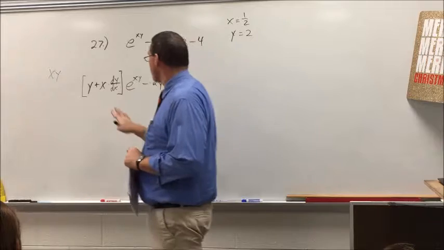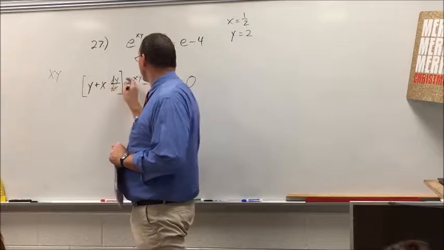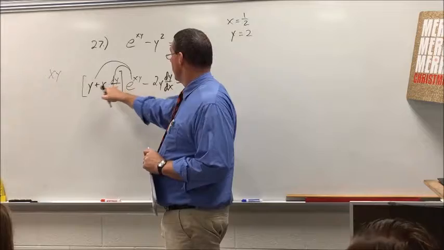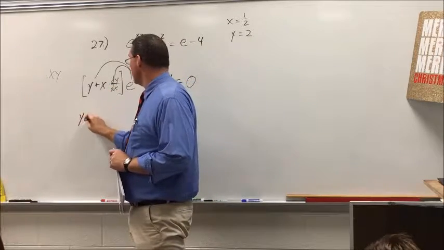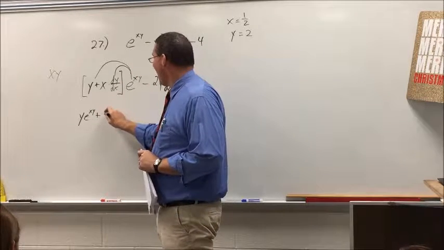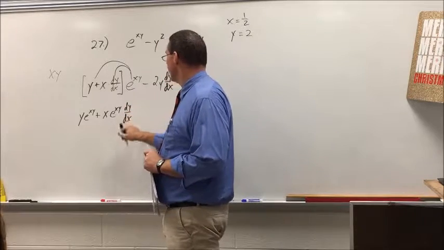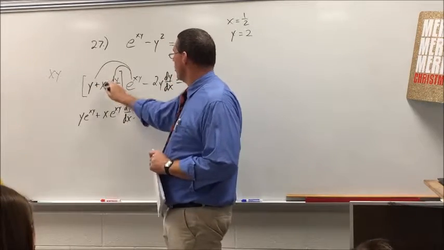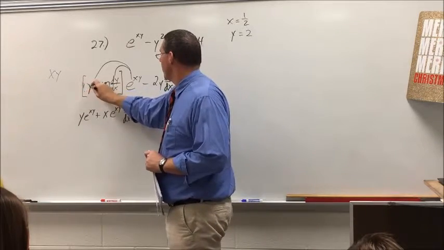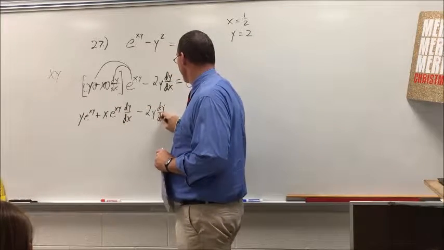Now, this is going to pose us a problem because one of them has a dy dx and the other one does not have a dy dx. So we're going to have to distribute the e to the xy. So this is now going to become y e to the xy plus x e to the xy dy dx. All I did was distribute the e to both of these. All right, then minus 2y dy dx equals 0.